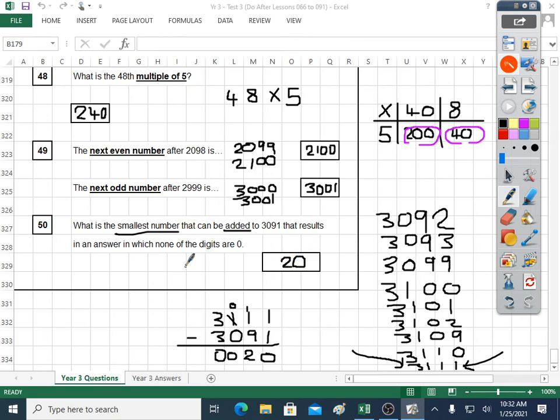Because if you do 3091 plus 20, you should get 3111. This is just an extra check. 3091 plus 20. 1 plus 0 is 1. 9 plus 2 is 11, carry a 1. 1, yeah, 3111. None of the digits are 0. That's complicated, isn't it? Complicated to understand what you're doing, but I'm happy with the answer. It is 20. We've done the entire test.